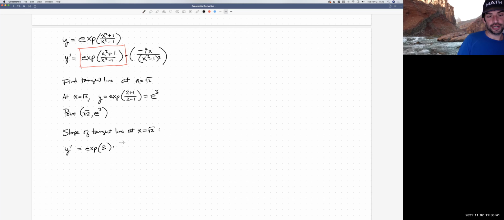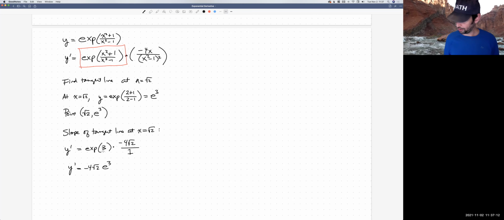So we just need to do this part, negative 4 root 2 over x squared minus 1 squared. So that's, well, x squared, root 2 squared is 2, minus 1 is 1, 1 squared is 1. So this whole thing is all over 1. So this is a pretty ugly way to write this. Let's write this all as negative 4 root 2 e cubed. Okay, and so there is the slope of the tangent line.